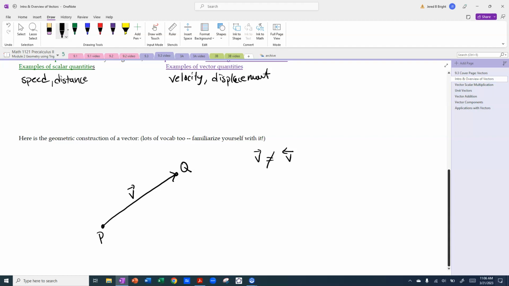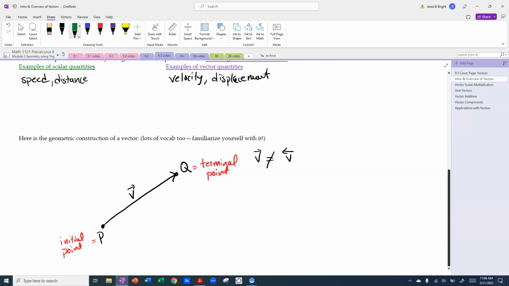In this geometric construct, P has a particular name. We call this the initial point, where it begins, initial, right? And Q would then be where it ends. We would call that the terminal point. Initial and terminal are super important because that indicates the direction. So make sure to get that piece of language in particular down.